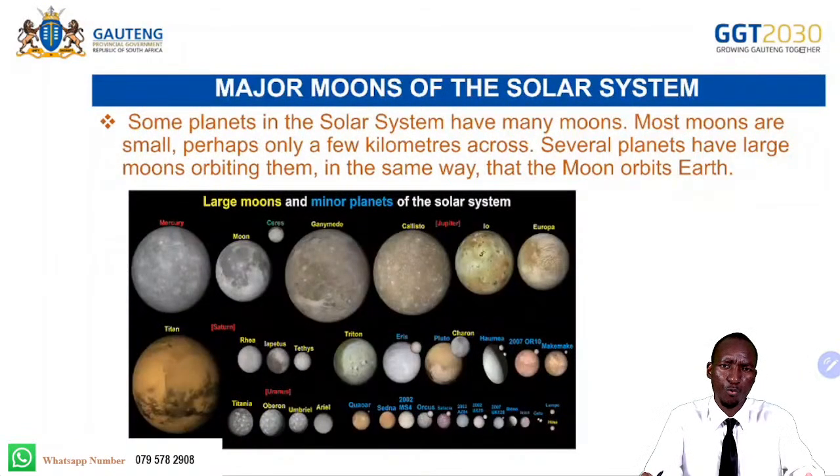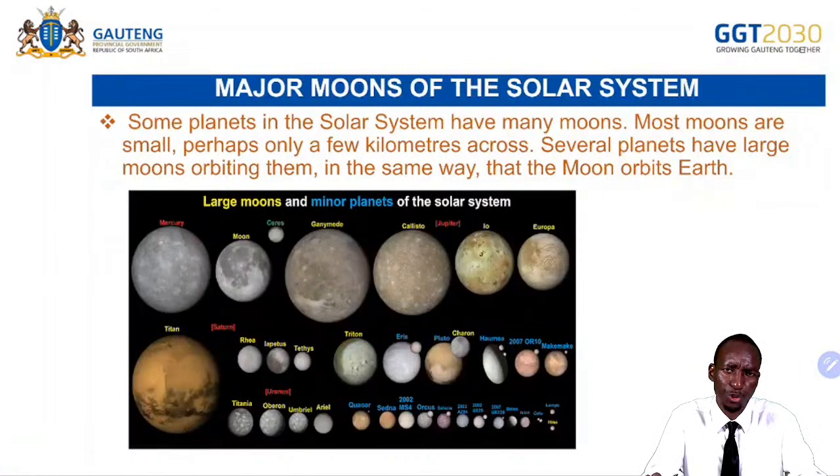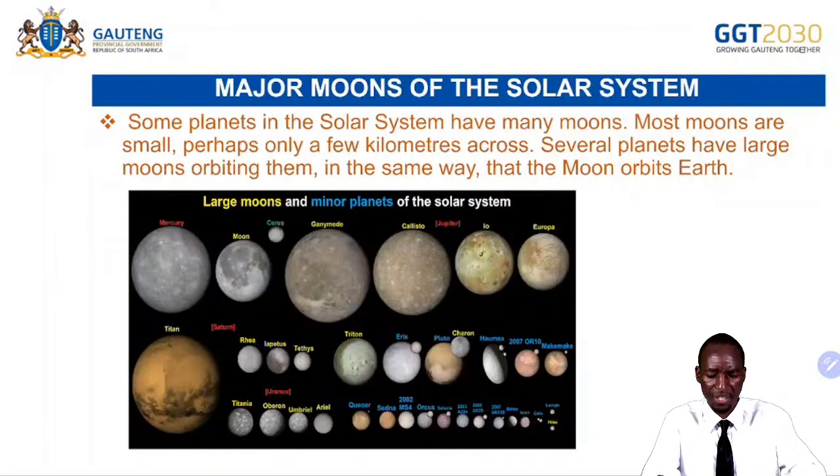Then with that being said, we come to the idea of the moons. Remember that these planets have moons that orbit around them. Let's find out about the moons which are found in the solar system. Some planets in the solar system have many moons. Most moons are small, perhaps only a few kilometers across. Several planets have large moons orbiting around them in the same way that the moon orbits the Earth.